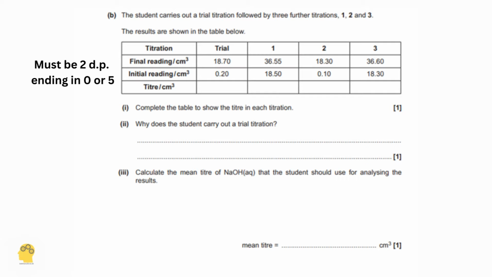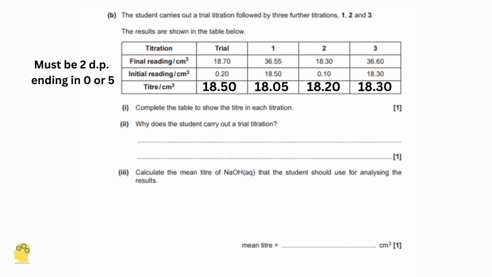A burette has divisions of 0.1 centimetres cubed. Therefore, when reading the value on a burette, you must record to 2 decimal places to show whether the meniscus lay exactly on the line, therefore the second decimal place will be a 0, or in between 2 divisions, and so the second decimal place will be a 5.